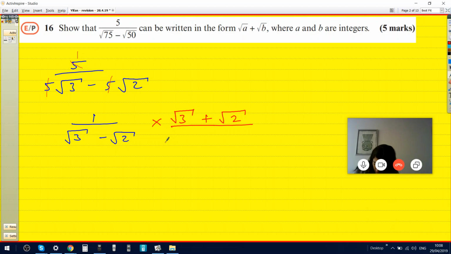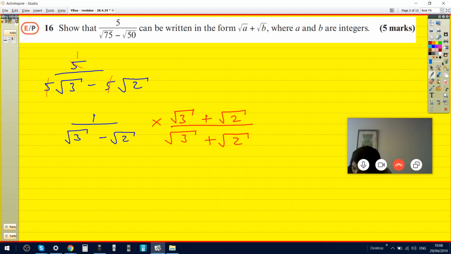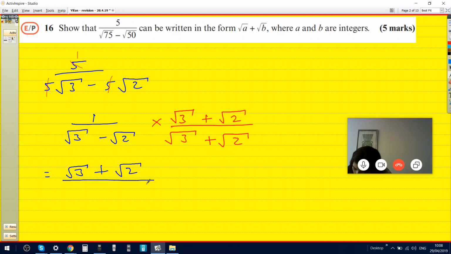Root 2 over 3, no, yeah, 3 minus 2, which is 1. So it's root 3 plus root 2. Yes.